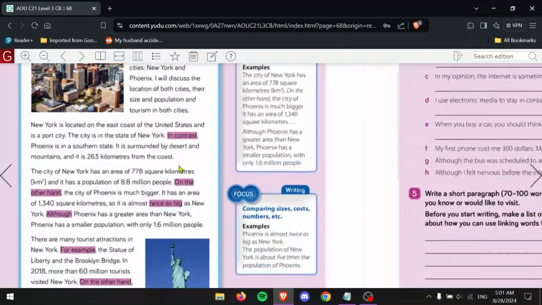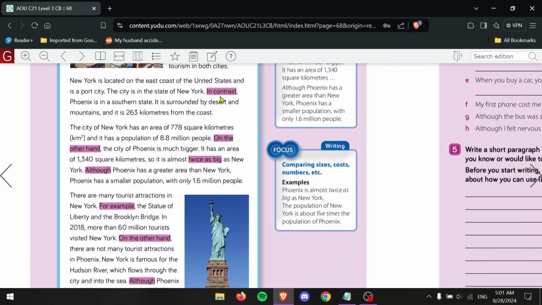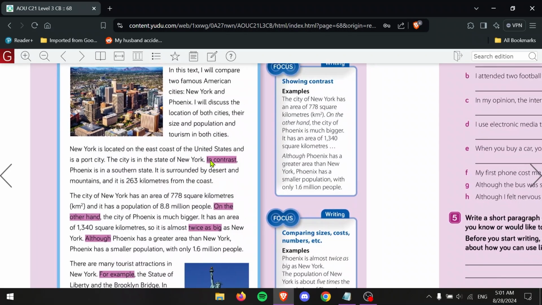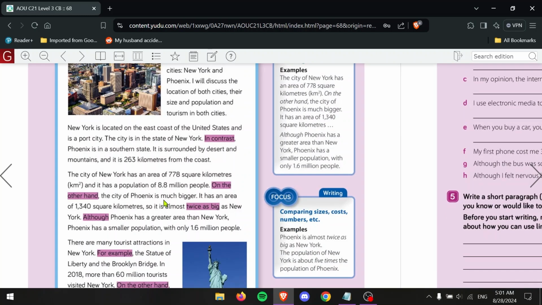If you take a look at the words in, what even is this color? It's purple, I think. So the words that are highlighted are basically the words that show contrast and give comparisons. So right here, it says New York is located on the east coast of the United States and is a port city. The city is in the state of New York. In contrast, so this is, again, giving you total difference and comparisons. In contrast, Phoenix is in a southern state. It is surrounded by desert and mountains. And so on.